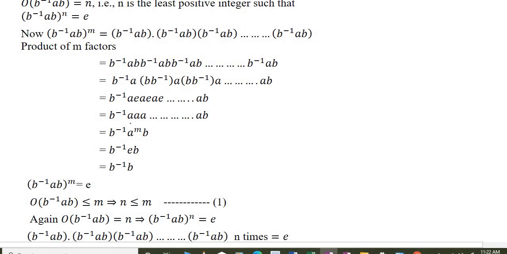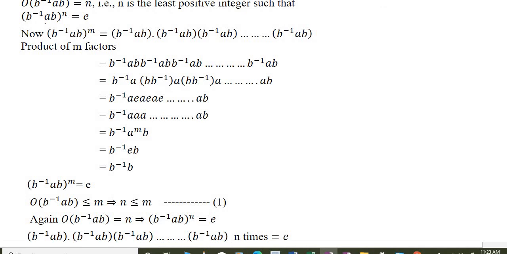So here we are going to get A into A into A. How many times? M times, because here we have M factors. That means multiplication of A, M times, means A power M. But we know that the value of A power M equals E. Substitute here, then we get B inverse EB. But we know that B into E equals B only, and B inverse into B equals E. So here we get (B inverse AB) whole power M equals E.